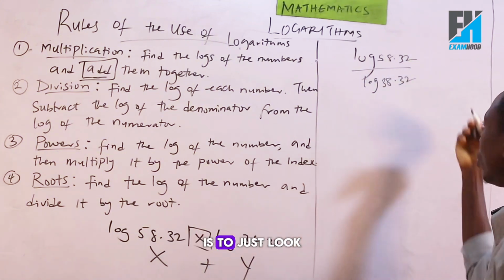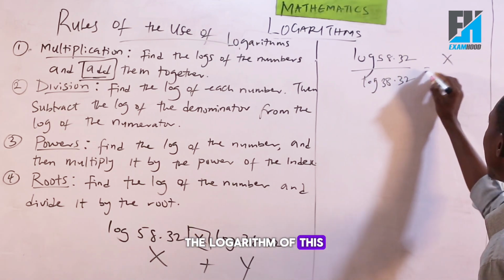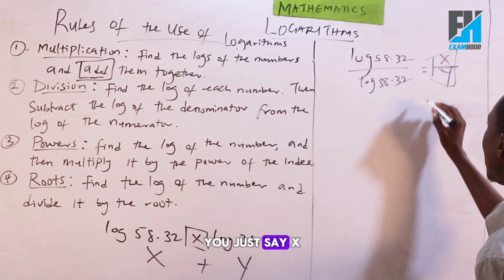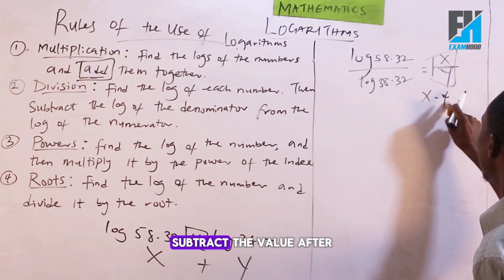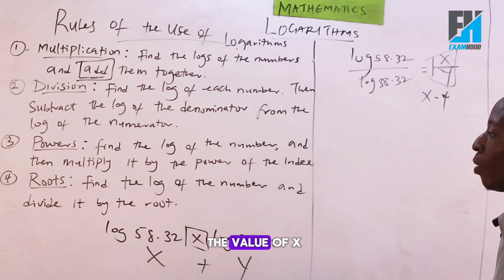What you need to do is to just look for the logarithm of this, say x, look for the logarithm of this, say y. Then instead of you to do the normal division, you just say x minus y. That is, subtract the value after you've done the logarithm, value of y from the value of x.